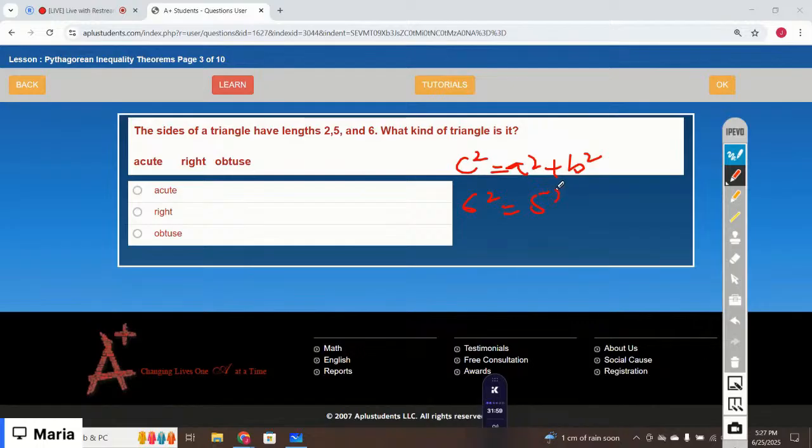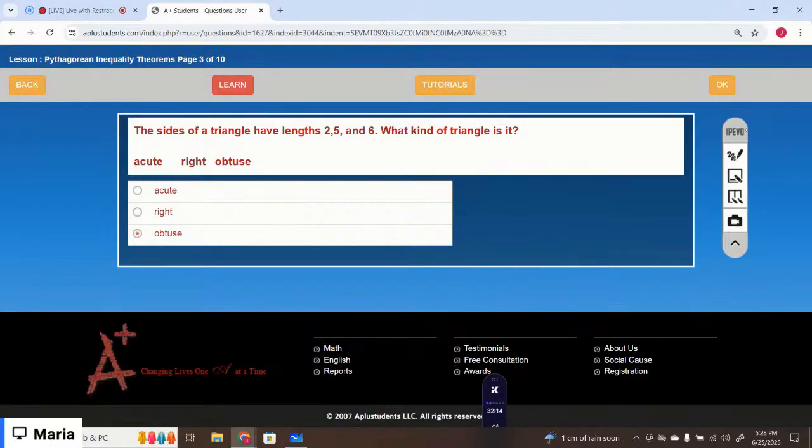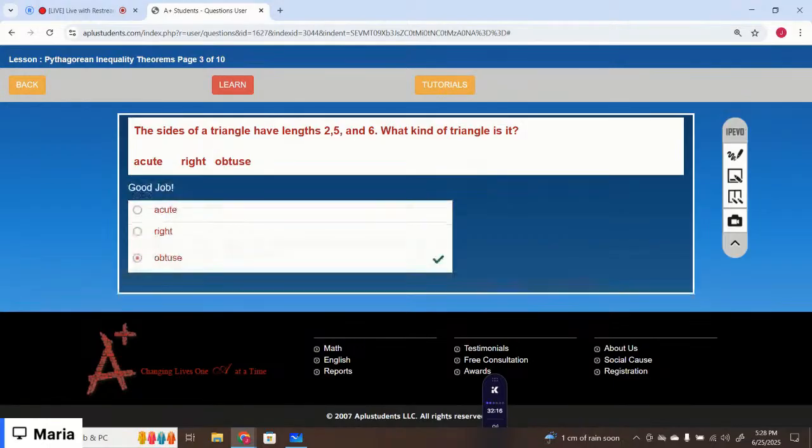C is 6, so 6 square equals 5 square plus 2 square. That is 36 equals 25 plus 4. So 36 is greater than 29. So c square is greater than a square plus b square. Now that is the obtuse triangle. The correct option is obtuse. Option number 3 is the correct option.